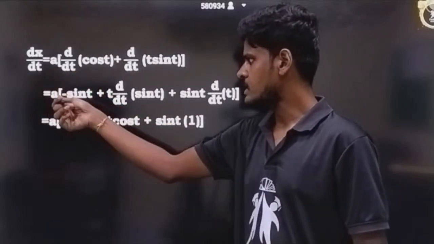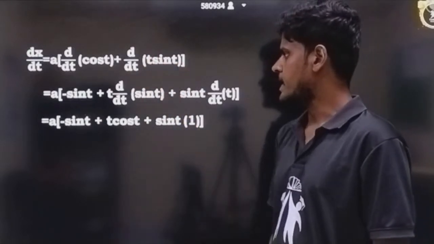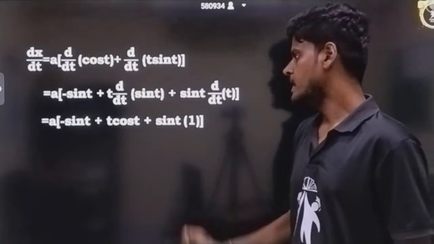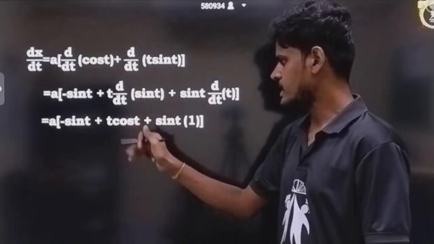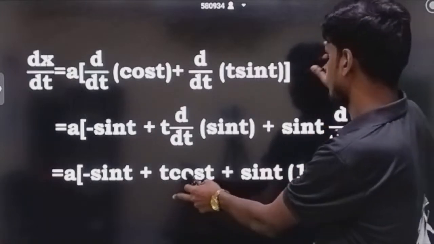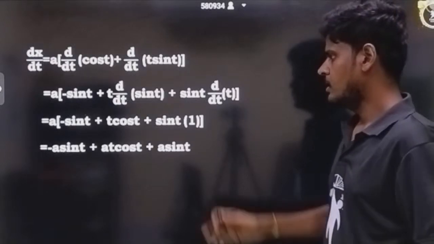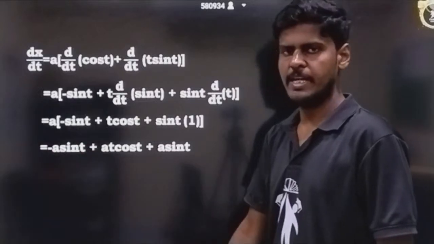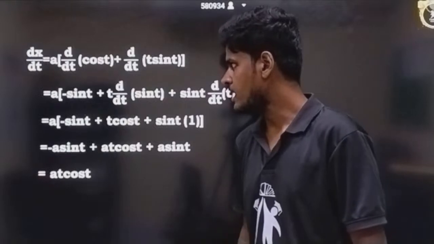That is equal to a, which is constant and stays outside. Differentiation of cos t is minus sin t. Differentiation of t into sin t: t into differentiation of sin t plus sin t into differentiation of t. So a into minus sin t plus t into cos t plus sin t into 1, which is equal to minus a sin t plus this plus sin t. Minus sin t and plus sin t will get cancelled anyways. So the final answer is a t cos t. This is equal to a t cos t.